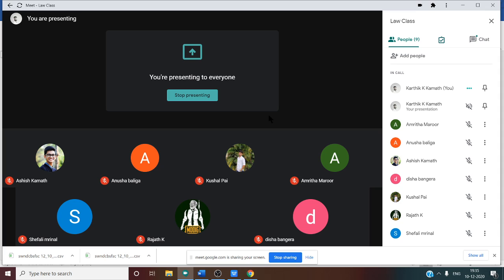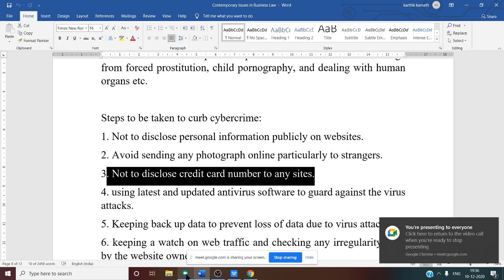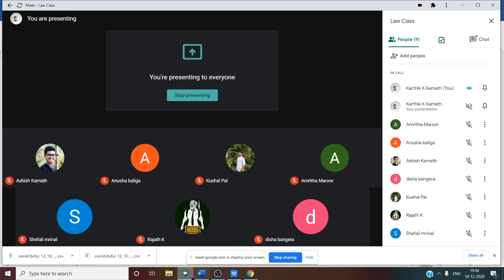Now, third one, not to disclose credit card number to any site. Not only the credit card, the debit card number and debit card password, everything you should keep secret. Then, fourth, using the latest and updated antivirus software to guard against virus attacks. There are various antivirus softwares available like Quick Heal. Quick Heal is very famous. Then K7 Security is there, that is also very famous antivirus software.